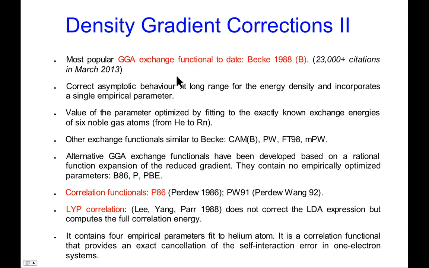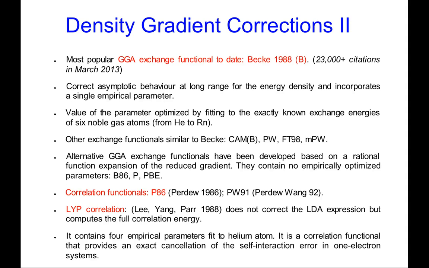The most popular GGA exchange functional that has appeared to date was developed by Axel Becke, who is a researcher in Canada, in 1988. And that 1988 paper, I just checked it before putting this lecture together in 2013, had 23,000 plus citations. So that gives you some feeling for the impact that Becke exchange has had on chemistry in general.